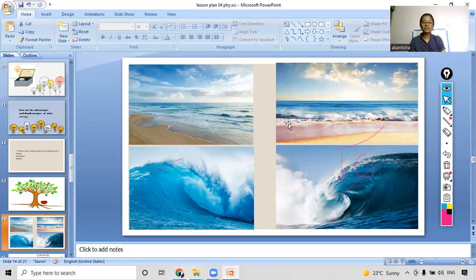Okay, so now coming to the second slide, what pictures do you see in this slide? Okay, yes, I'm getting the right responses. Yes, in these slides, you can see there are waves in the oceans, right? Waves in the ocean, different types of waves. Some are big, some are small, but there are waves in the ocean. Okay, so now can you relate gravitational force with these waves in any way? Yes or no? If no, then we will move on ahead.